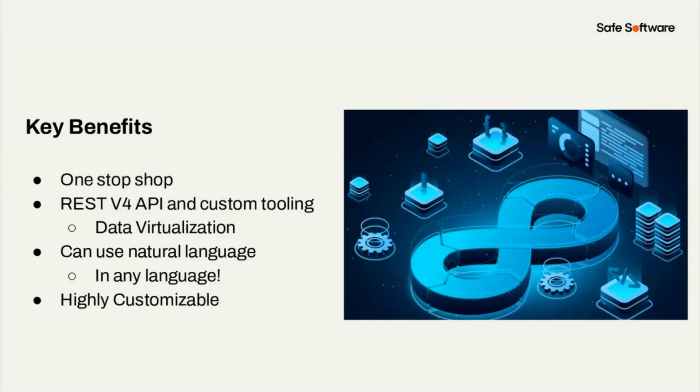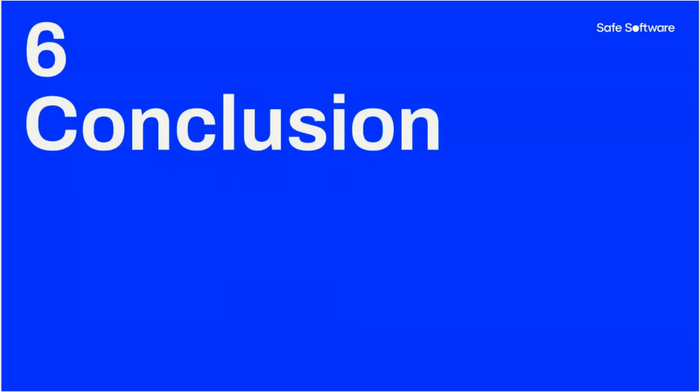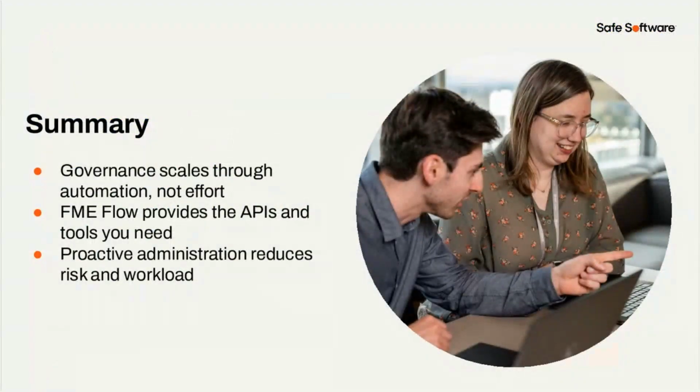So that brings us to the end of our webinar. Just to go over some key points we talked about today. Governance scales through automation, not effort. FME Flow provides the APIs and tools you need. So a lot of great options out there. Proactive administration reduces risk and workload. Now, I hope this has given you some great inspiration and insight to take your administration to the next level. And with that, I'll pass it off to Elizabeth.